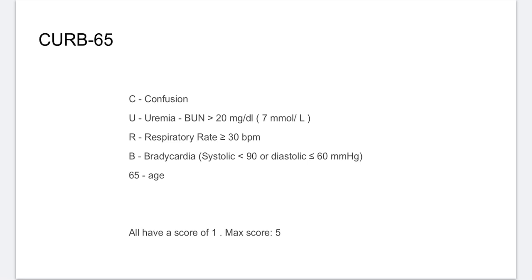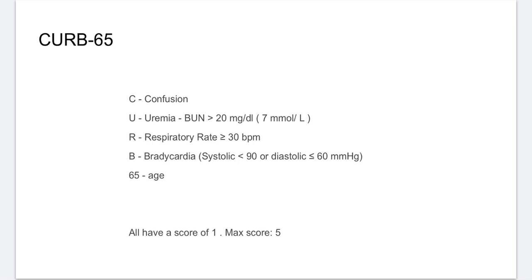CURB-65 has 5 criteria. Each is given a score of 1, and the max score consequently is 5. It is easy to remember by the same mnemonic, CURB-65. C stands for confusion, which can be measured by an altered mental status exam, or just subjectively looking at the patient and seeing if he is disoriented in time, space, or person.